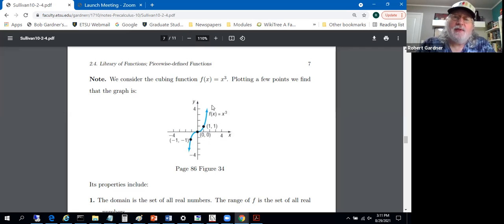And the graph looks something like this. And it extends onward without bound. That's what the little arrows are meant to indicate. Domain, which numbers can you cube? All of them. Domain is all real numbers. The range, what numbers do you get out? It looks like you get out all y values.